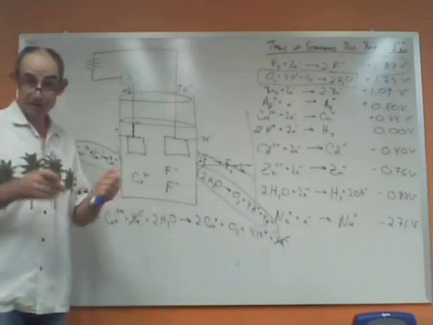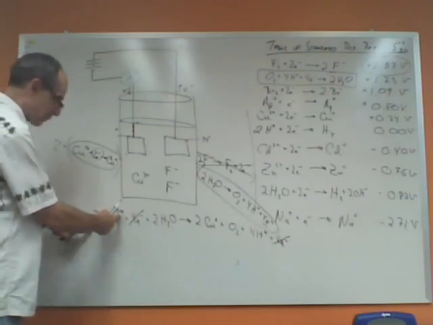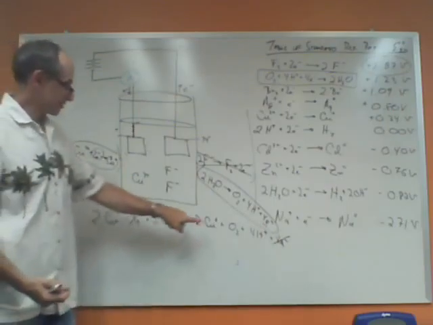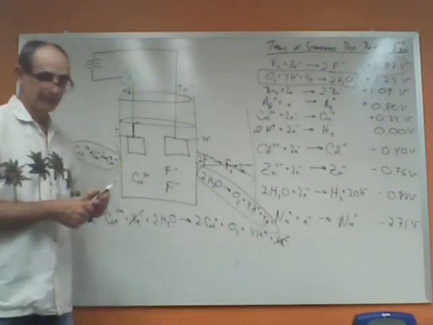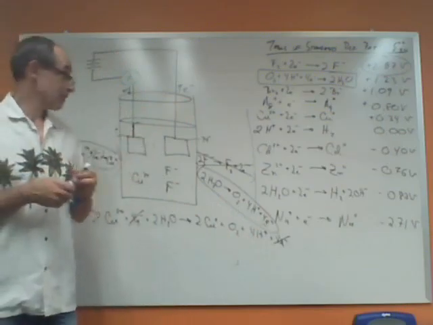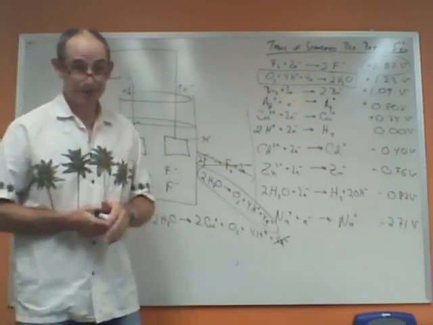And once again, notice the total charge is the same on both sides. 2 times plus 2 is plus 4, and here we've got 0 and 0 and 4 positive ions over there. And you can figure out what would happen with sulfuric acid or any other species here.